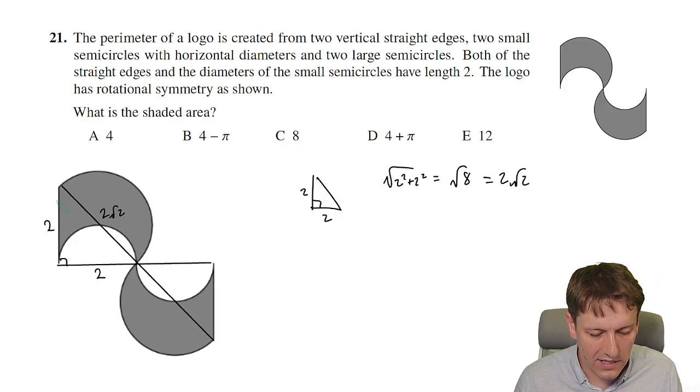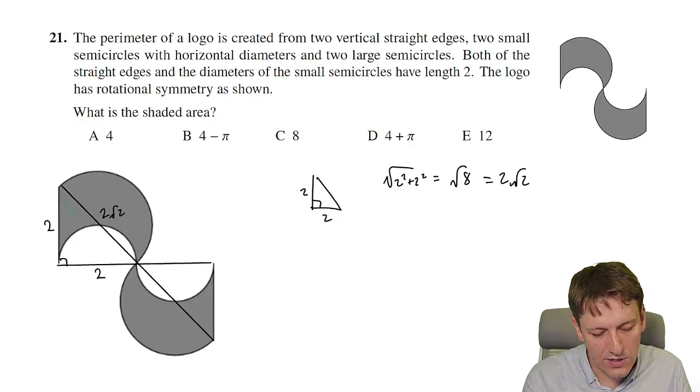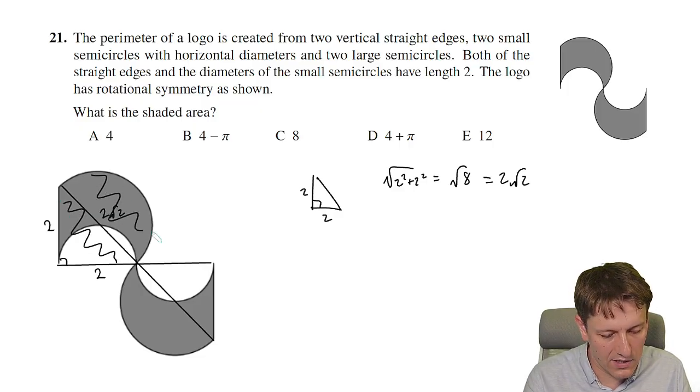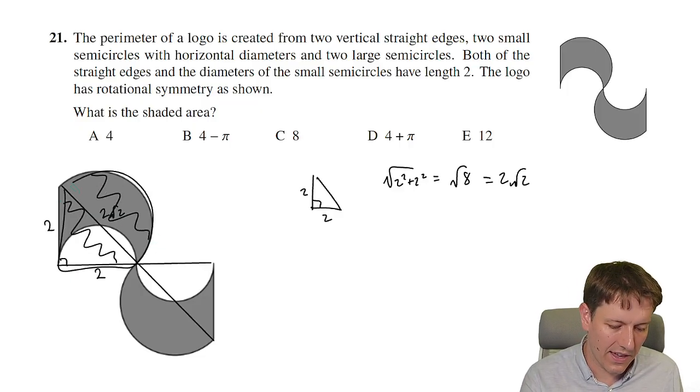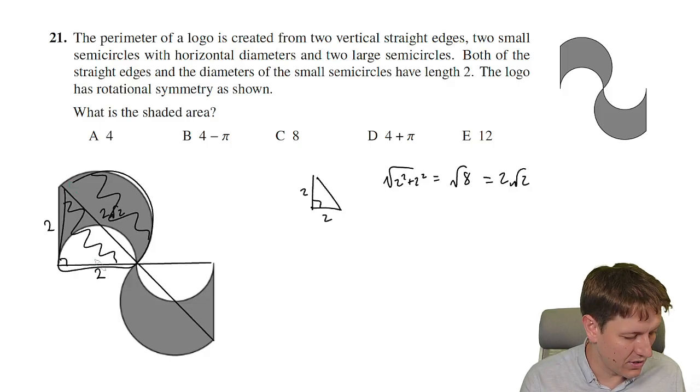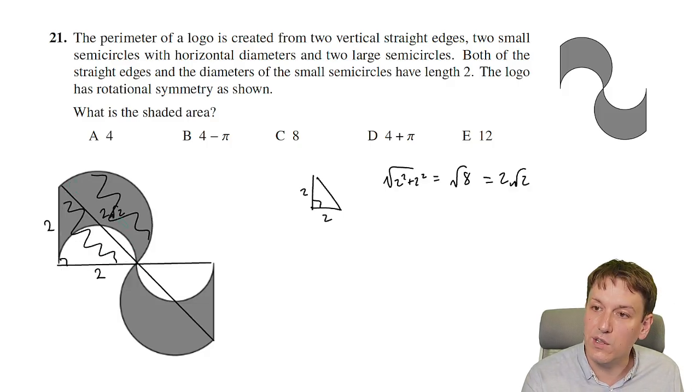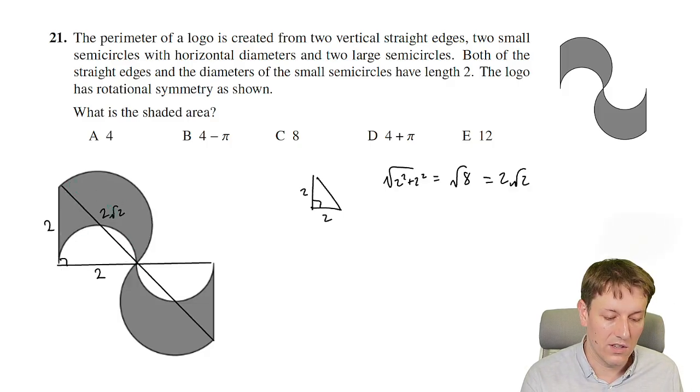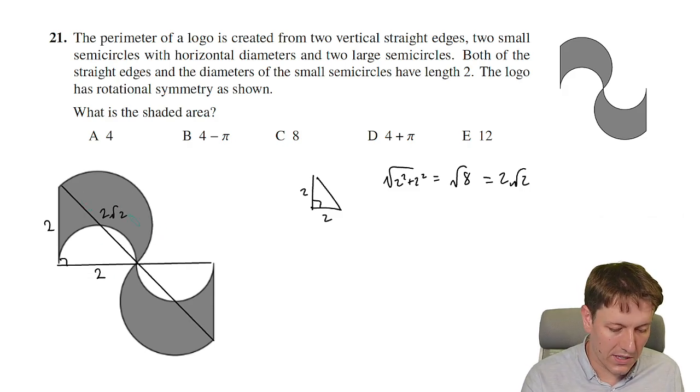Looking at this, I can see, well, okay, I've got a triangle here and a large semicircle. If I put those together, I get that shape there. And then what I want to do is just subtract this small semicircle from it, and it will leave me with the shaded area here. Okay, so that's what we're going to do.